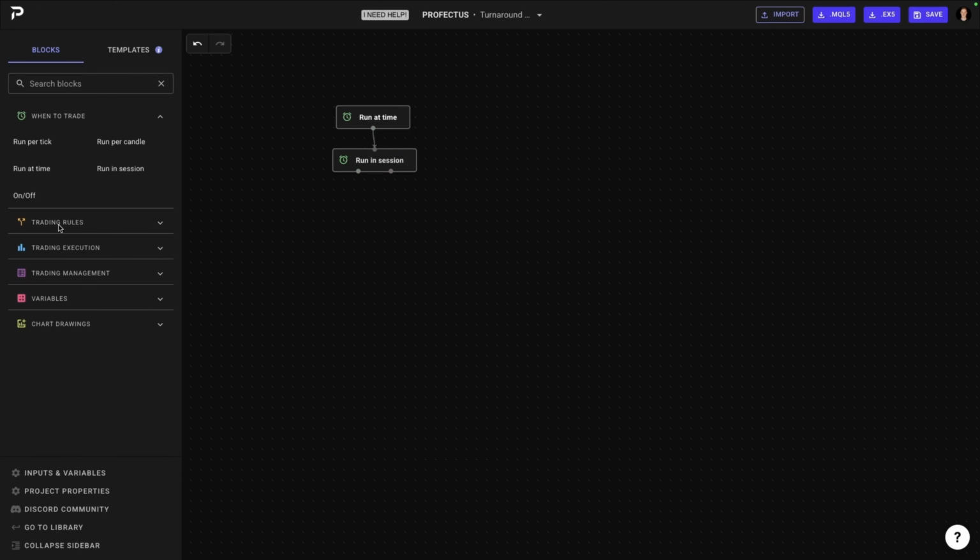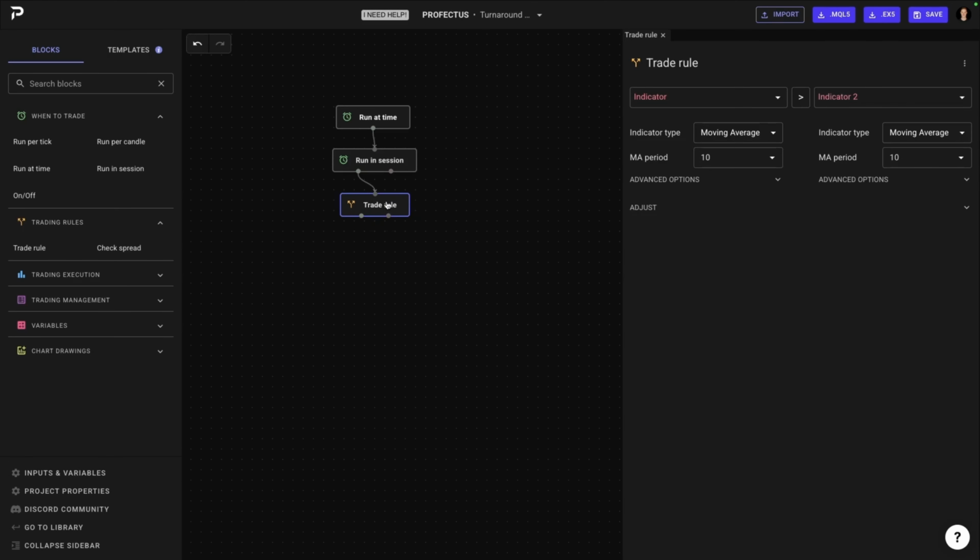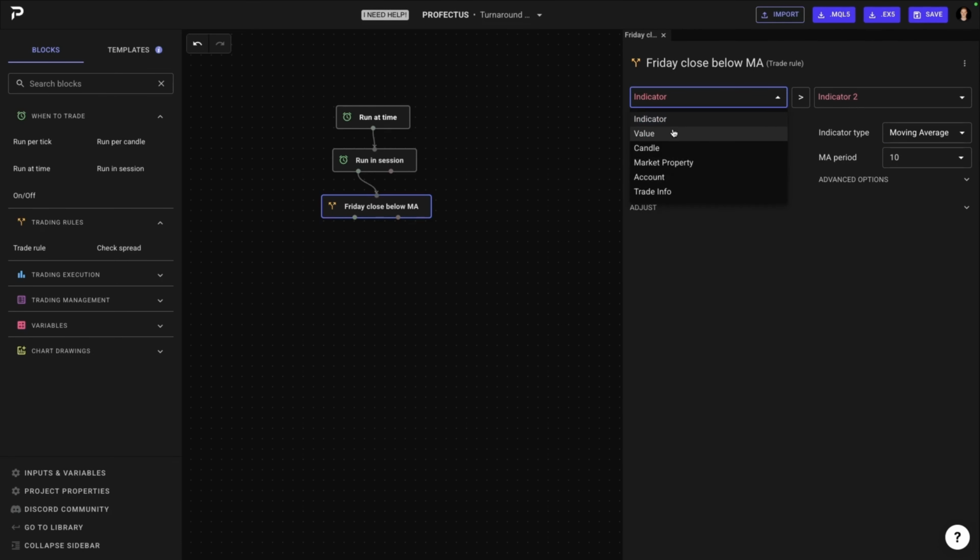Then we go to the trading rules section. This block is the superstar of most trading systems, because there you pretty much define very often the core logic of your trading system. And what are we defining here? We simply define Friday close below the moving average. Now, of course, you also have to define this in the block itself. So here on the left hand side, you choose candle close based on the candle ID number 1.